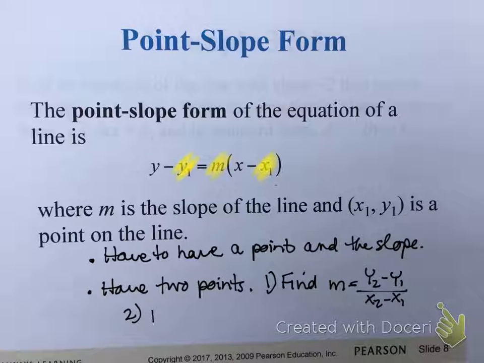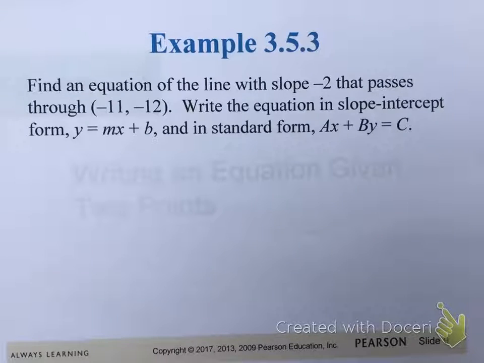And then you will use y minus y1 equals m times x minus x sub 1. Okay, so if you have 2 points, you're going to do more work. So let's see what this looks like. Find an equation of a line with slope -2 that passes through (-11, -12). Then write the equation in slope-intercept form and in standard form.